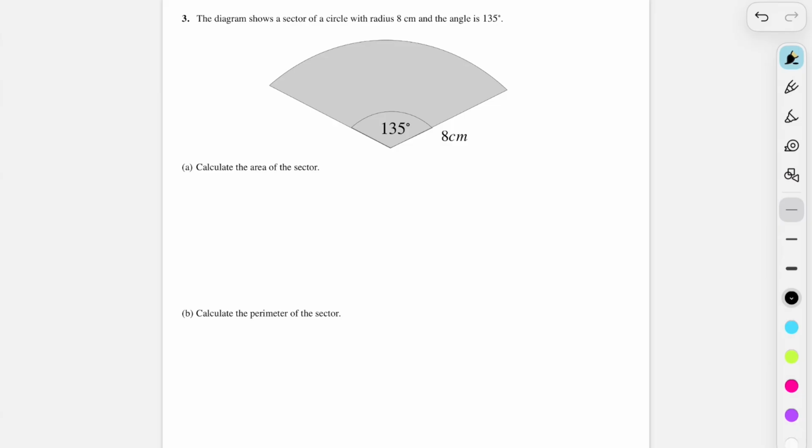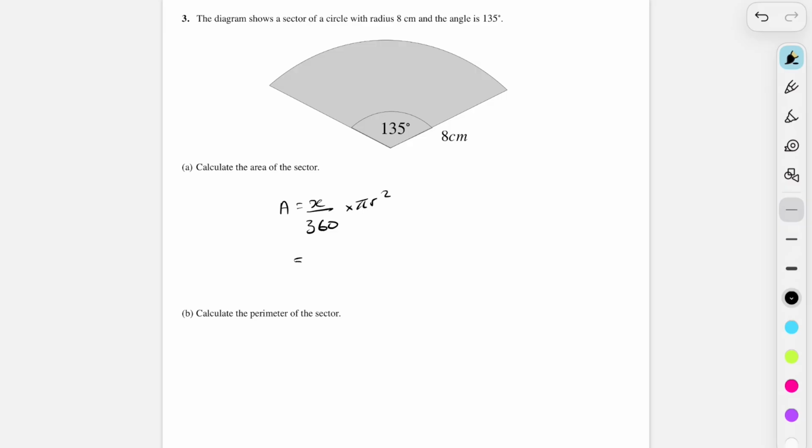This next one says the diagram shows a sector of a circle with radius of 8 centimetres and an angle of 135 degrees. We need to calculate the area of the sector. So again, the area of a sector is x over 360 times pi r squared. So the area is equal to x over 360 times pi r squared.